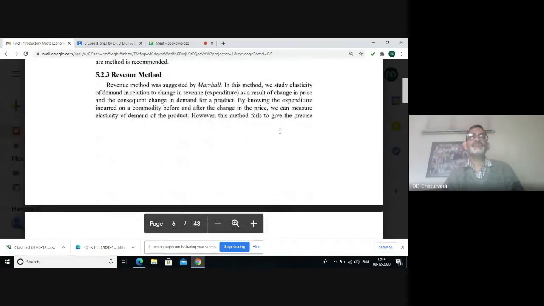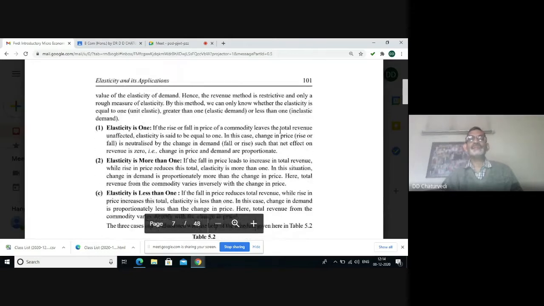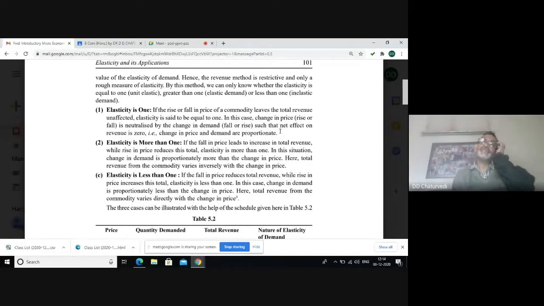This method, that is the revenue method, was suggested by Marshall, the economist who also gave the law of demand, law of supply, law of diminishing returns, and law of diminishing marginal utility. Here we study the elasticity of demand in relation to the change in revenue or expenditure with change in the price of the commodity. This method is very, very restrictive.